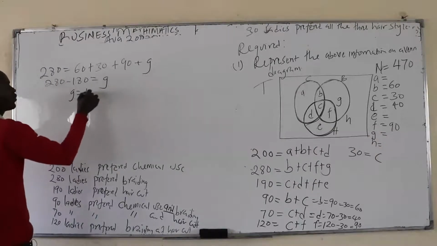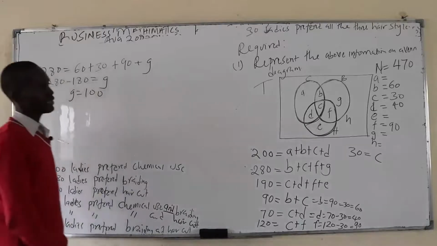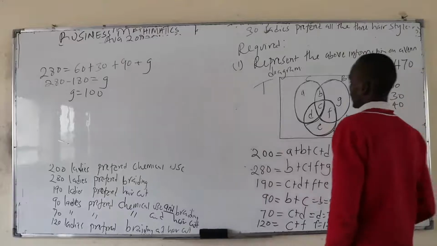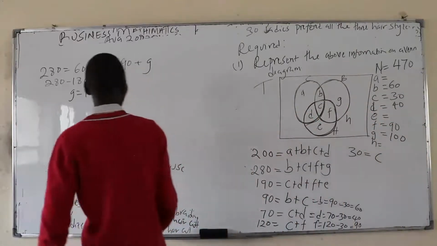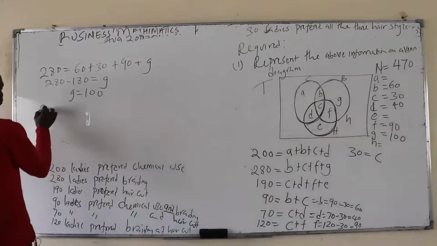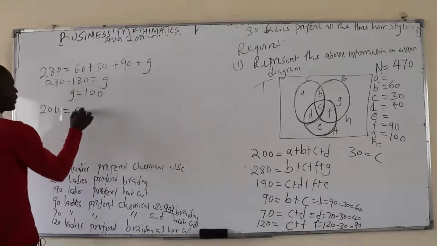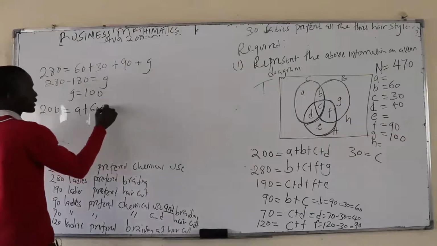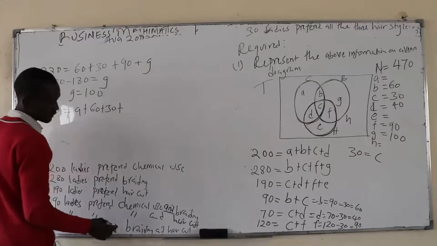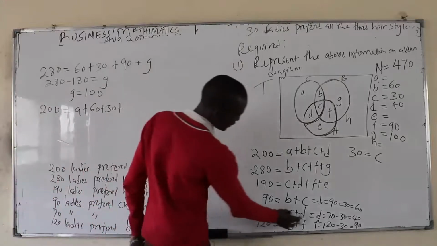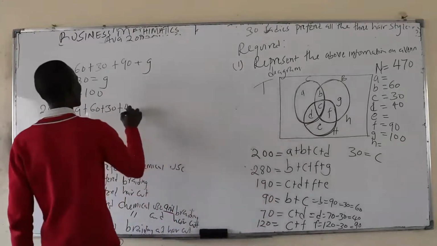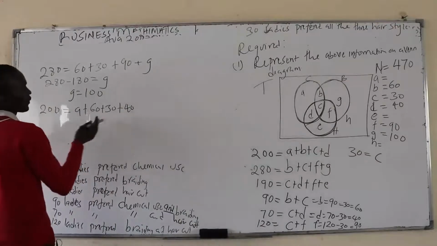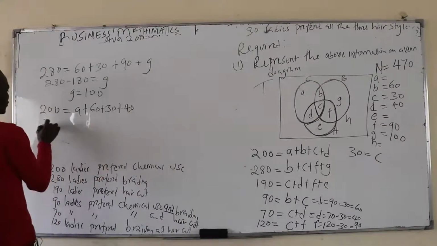And lastly, 30 ladies preferred all the three styles. So which element is in all three sets? We have set C. Set C is shared by chemical, braiding, and haircut. So 30 is equal to C. Where there is C, you put there 30.